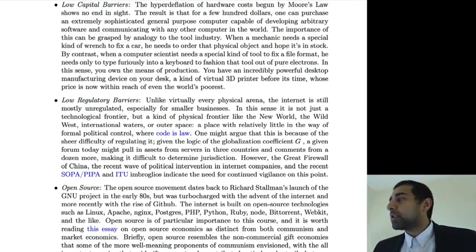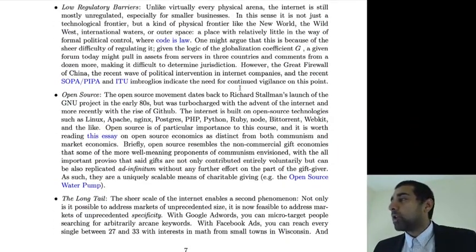So capital costs are very low because you can often build your own tools. Regulatory barriers are likewise low. Basically the thing about the internet is it's difficult to regulate. A discussion forum like Hacker News could pull in assets from servers in 3 countries and comments from a dozen more and make it very difficult to determine jurisdiction. But this is something where we have to keep vigilant. This is not assured of remaining true forever.